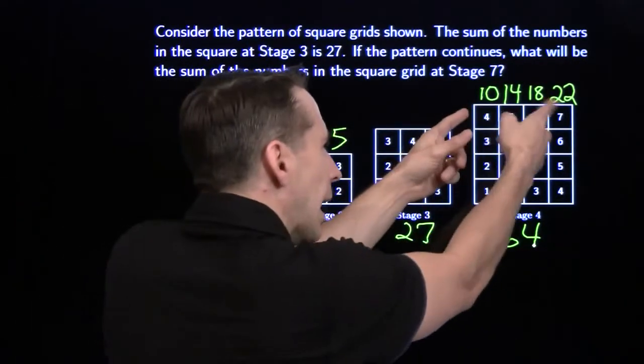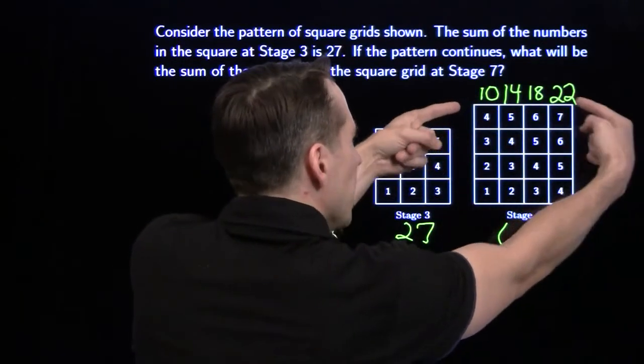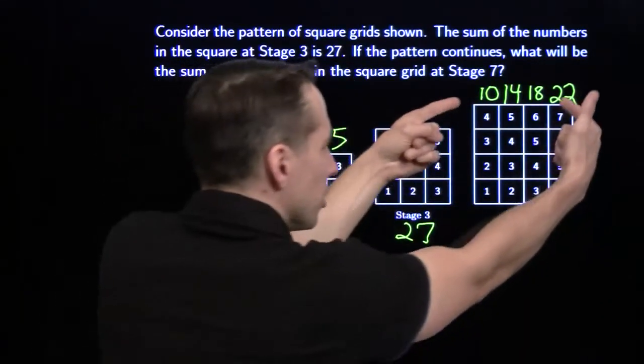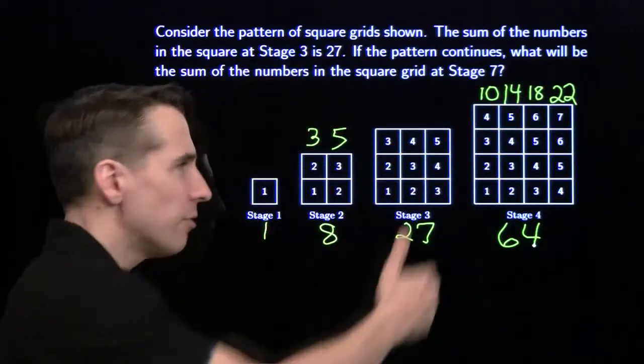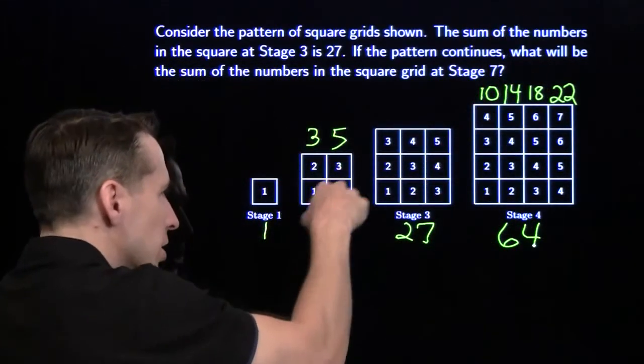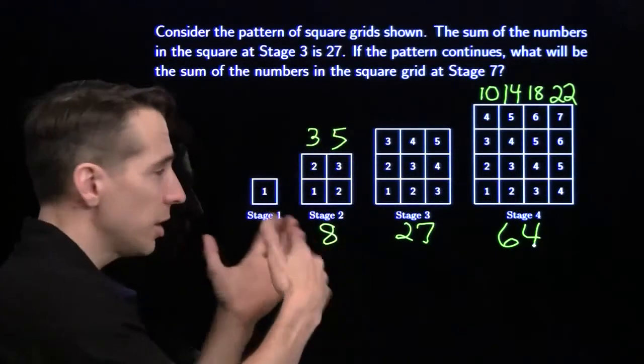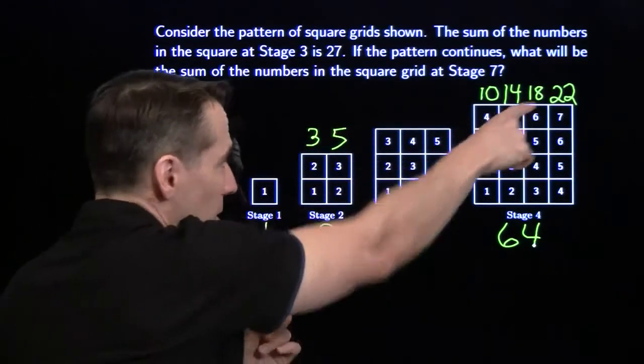Well, now let's look back at how I added these numbers. They were nice and evenly spaced out, so I kind of used that symmetry. I took the ones on the ends, and I took the ones in the middle there. They had the same sum. They averaged out to right in the middle. Well, I've got some symmetry here as well, so I'm going to think about everything relative to the middle, just like I did over there.